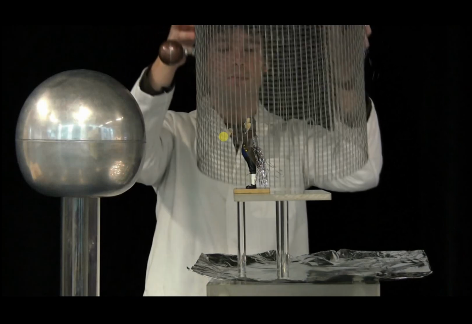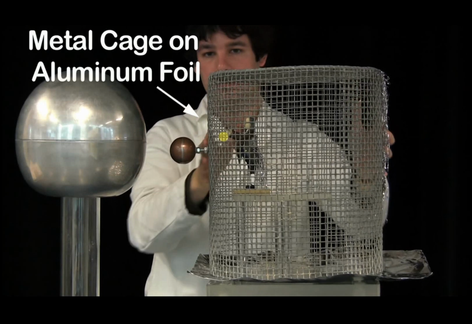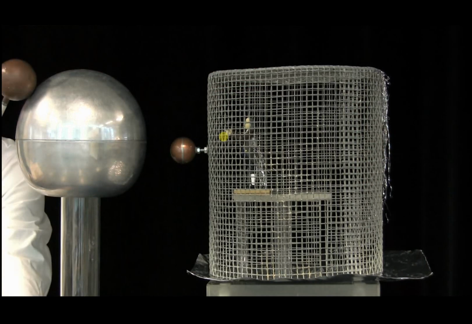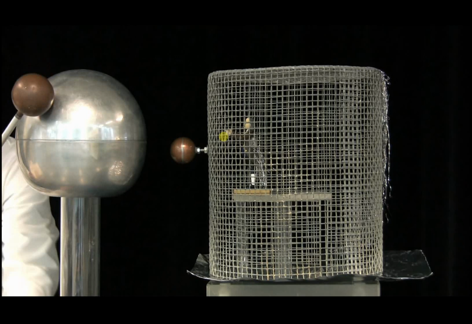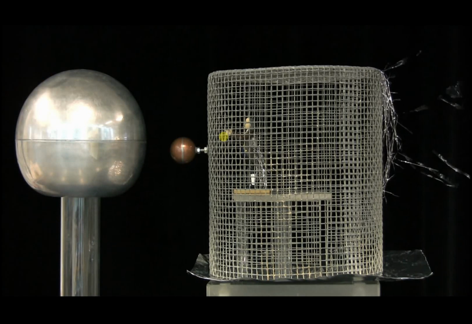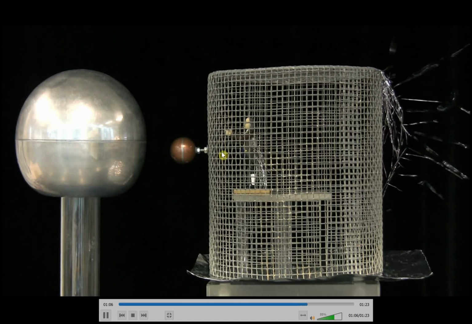And by the way, you can have gaps. That's just fine. So you can breathe through this, no problem. There's our Faraday cage. And the bottom is aluminum foil, so he's surrounded by metal. You can see we're arcing. We're definitely charging up the cage.